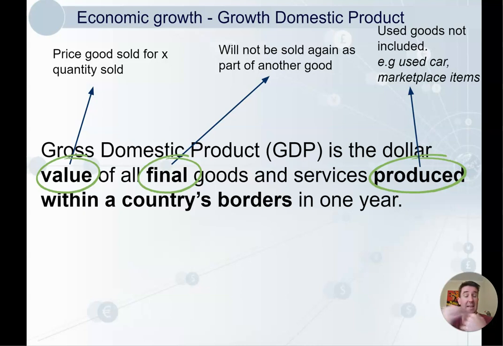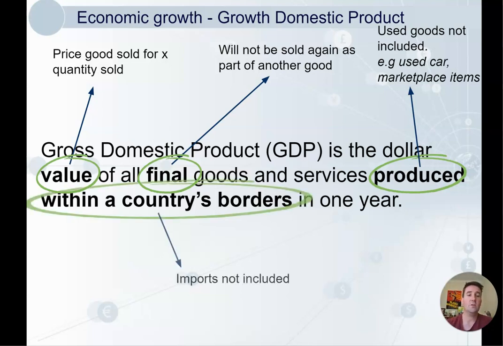Produced. It has to be produced. So used goods are not included. So if you sell a car that you have bought previously, that doesn't count towards GDP when you sell it again because nothing has been produced. That's the same car as before. So anything that we sell on marketplace, that sort of thing, it has been sold before. And it also has to be within a country's borders. So imports, stuff we buy from overseas, is not included in GDP.